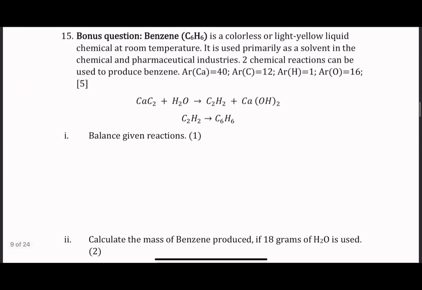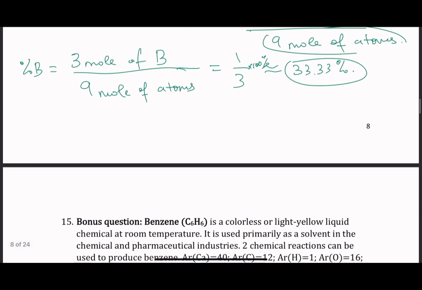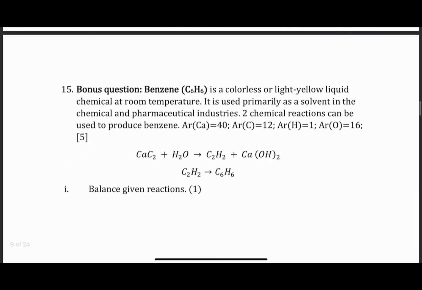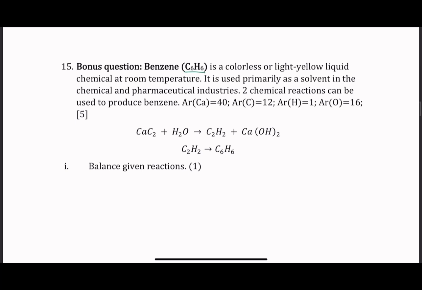So question 15, this is a bonus question. It is given to you in case, let's say, you lost some marks in questions 1 to 14. You can compensate if you write answers in here. You can fill up to those deducted marks. So you've got benzene, which is C6H6. It's a colorless to light yellow liquid chemical at room temperature. It is used primarily as a solvent in the chemical and pharmaceutical industries.